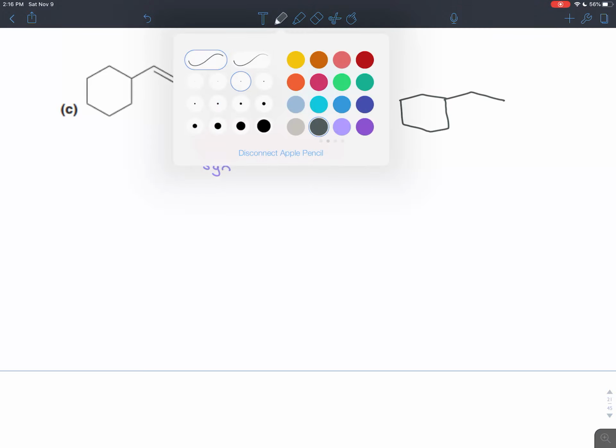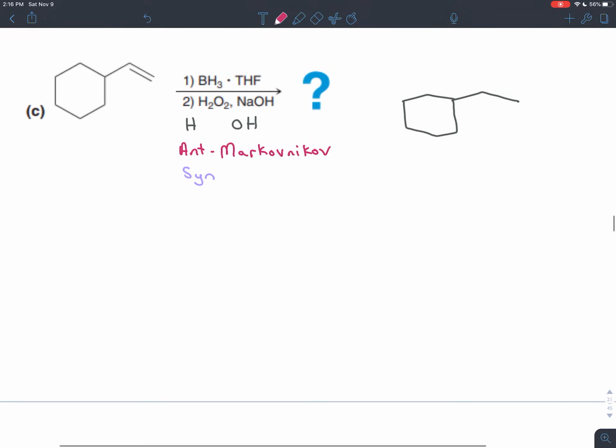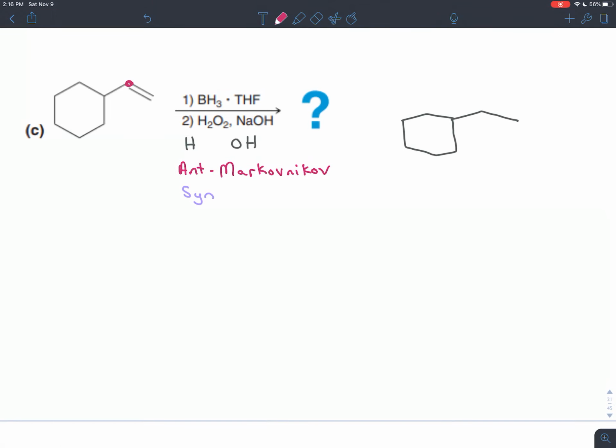And because it's anti-Markovnikov addition, we need to know which carbon in the pi bond is more substituted. This carbon here is secondary. The other carbon is primary. So the hydrogen is going to go to the more substituted carbon. That's the carbon there. That means that the OH adds on the less substituted carbon, the other carbon in the double bond. Okay, so that's a possible product.